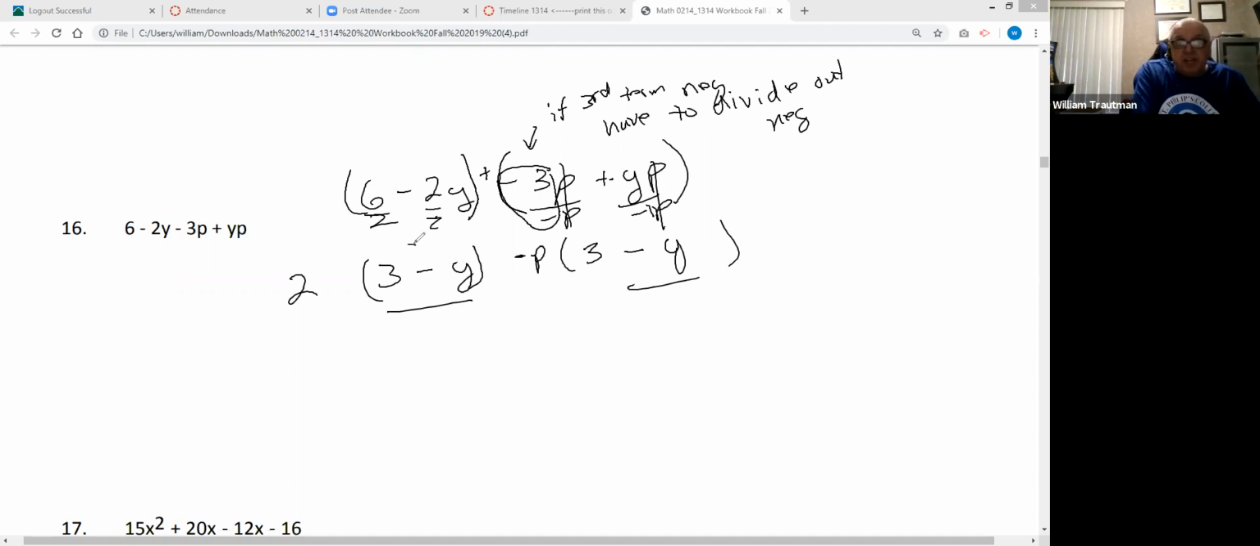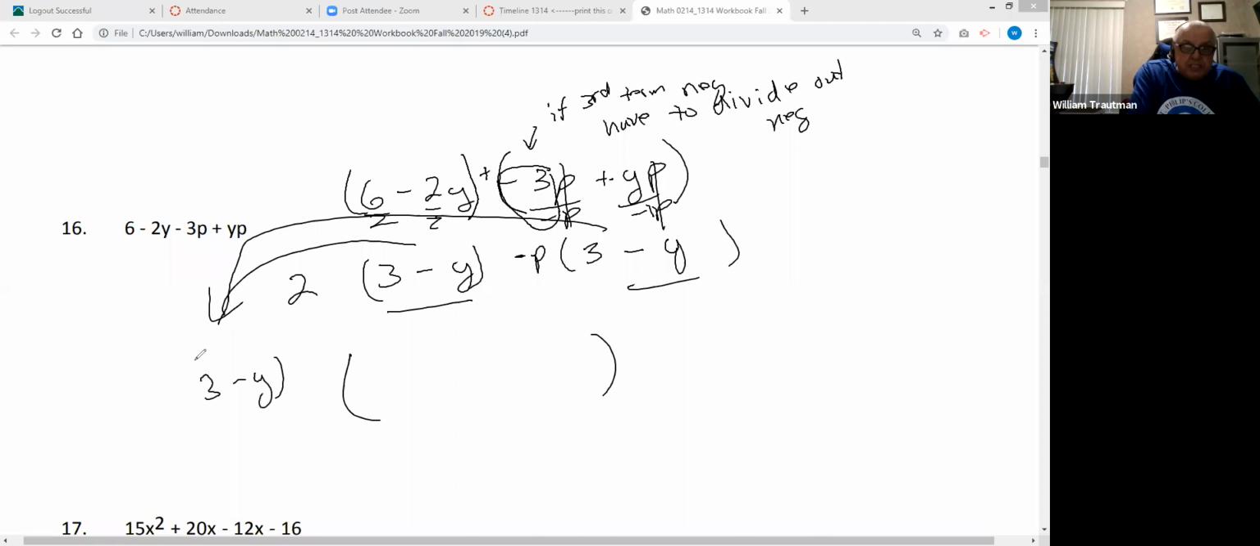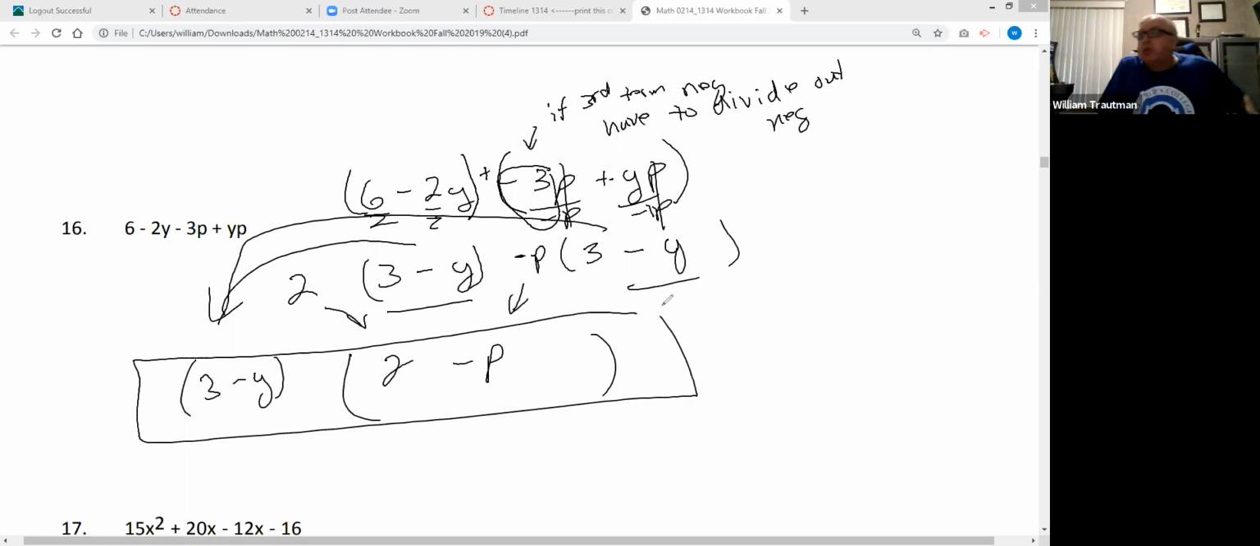So the last step, factor out the parentheses. We're going to put a parentheses here, and we're going to factor out the 3 minus y parentheses. What's left over? 2 and a minus p. So anytime the third term is negative, you have to factor out a negative. You have to divide by a negative in that second parenthesis. And this is all factoring using the 4-term method.